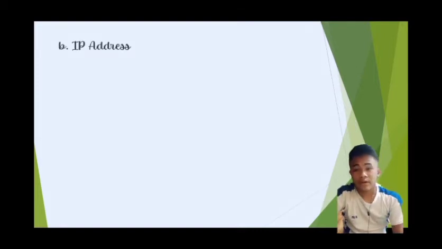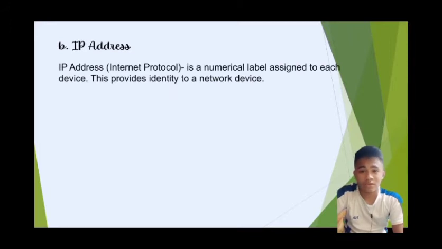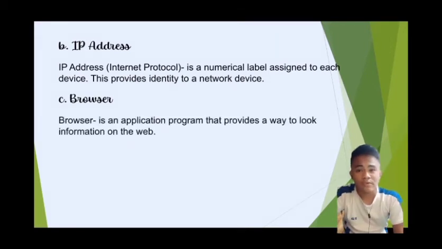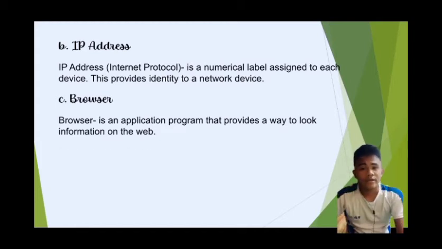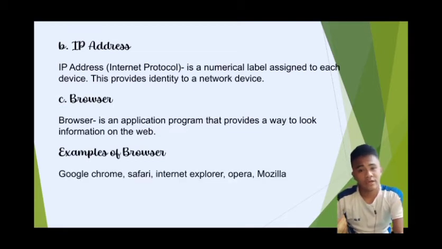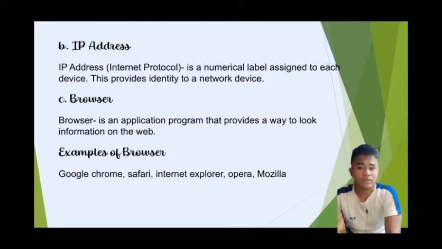Next, we have the IP address. The second major component of the internet is the IP address, or the internet protocol address. This is a numerical label assigned to each device. It provides identity to a network device. Next, the third major component of the internet is the browser. It is an application program that provides a way to look for information on the web. Examples of browsers are Google Chrome, Safari, Internet Explorer, Opera, and Mozilla.